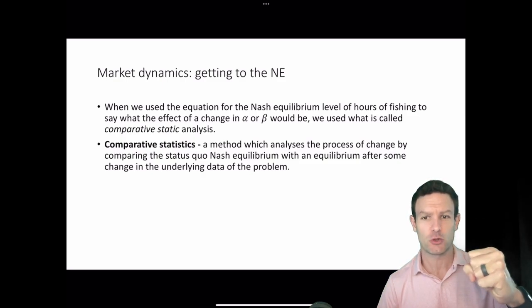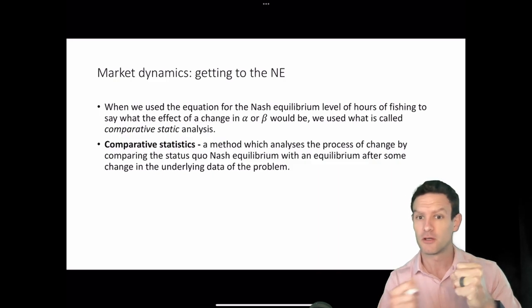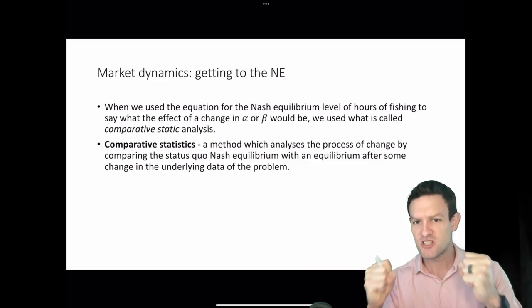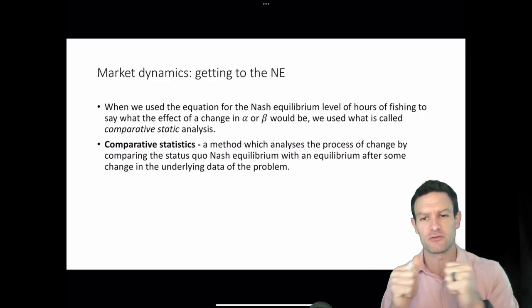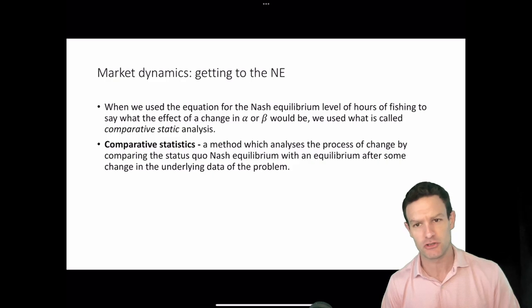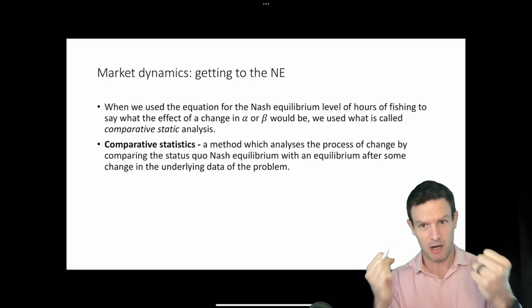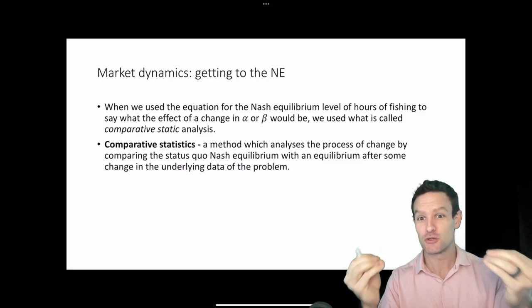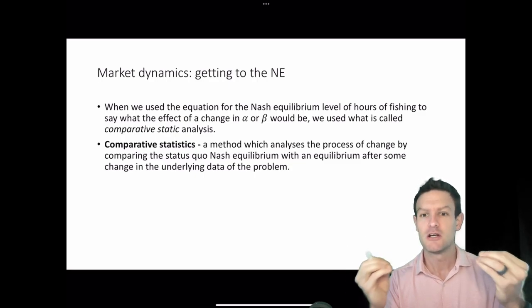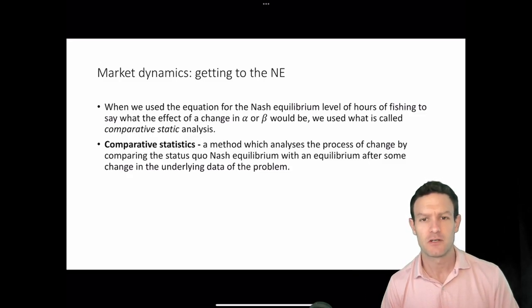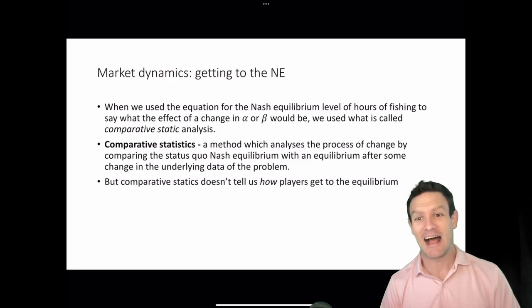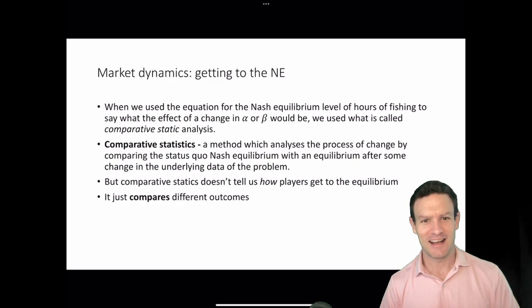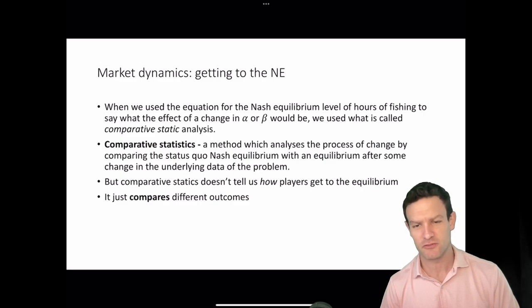We compare one Nash equilibrium when certain parameters hold with a different Nash equilibrium when different parameters hold. And we see the number of hours of time they would spend fishing in each of those circumstances. That is comparative, we're comparing the two. Statics, we're comparing two static outcomes, both Nash equilibria, with each other. Comparative statics. Okay, now that doesn't tell us how players get to the equilibrium or what their decision-making process looks like when they're doing that. So to think about things where it's not just about comparing outcomes, we're going to try and look at the underlying dynamics of the problem.